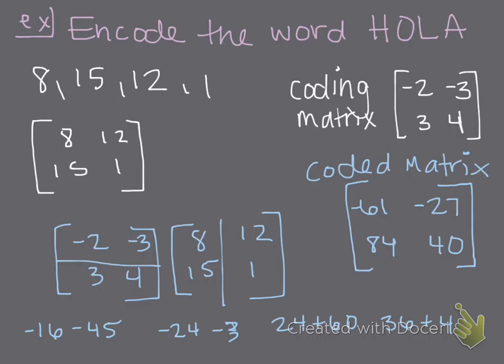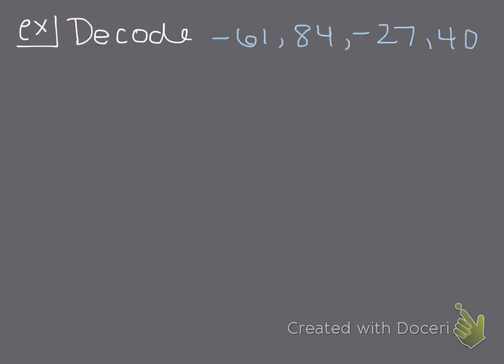Next we're going to discuss, once this coded matrix gets wherever it needs to be, how do I decode it? Notice I jotted these numbers down, making sure I went down the column. In order to decode this message, I need to take my coding matrix and find the inverse of it. My coding matrix was -2, -3, 3, 4. So we need to calculate the inverse of this.